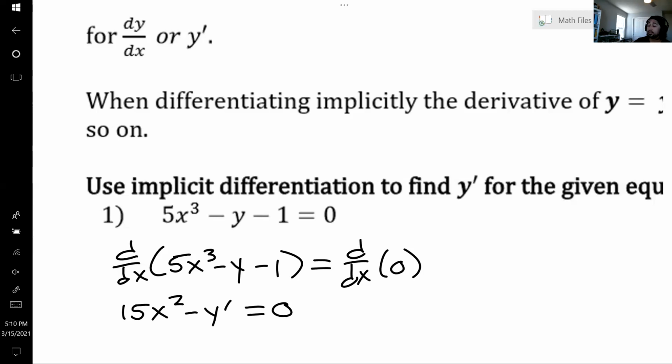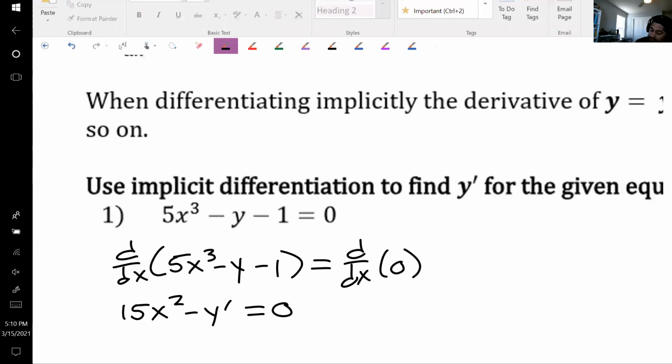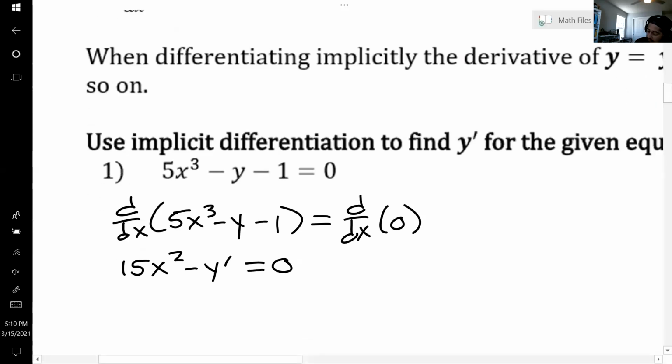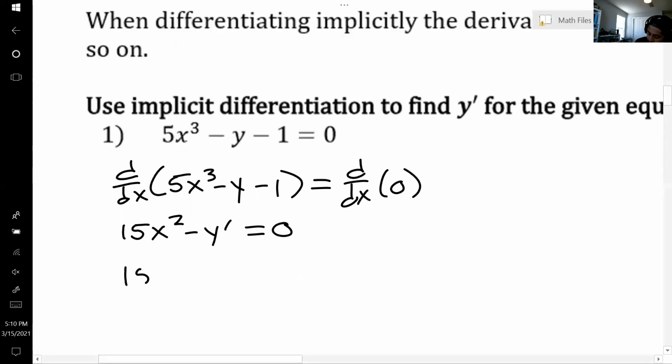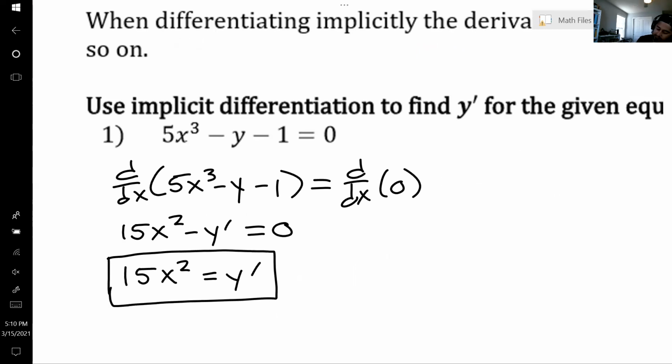So here is our implicit derivative, and all we have left to do is solve for y prime. Simple enough, just add that y prime to the right side, and we have our derivative. So you'll get 15x squared equal to y prime. Any questions on that?